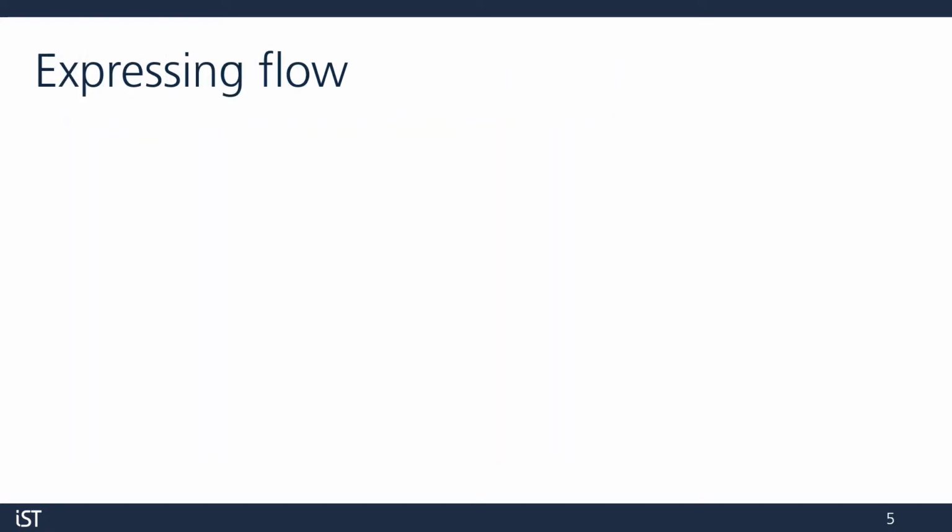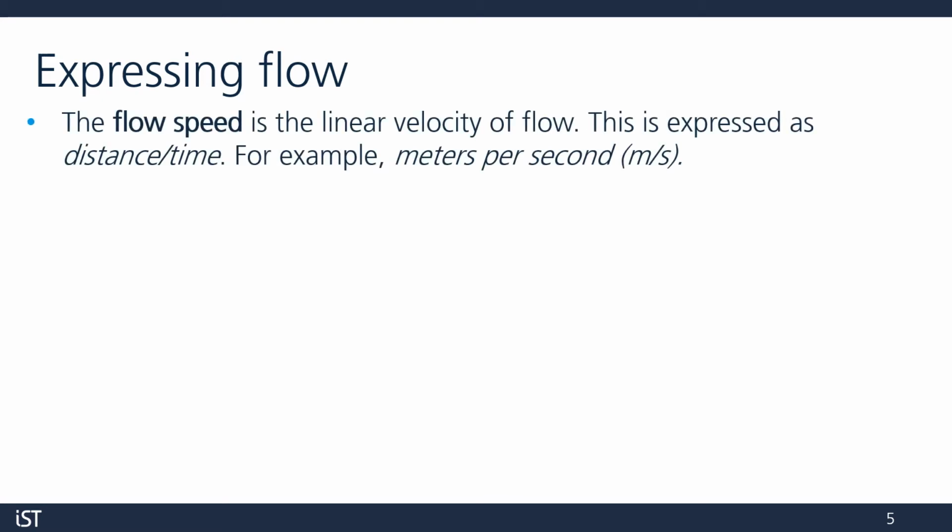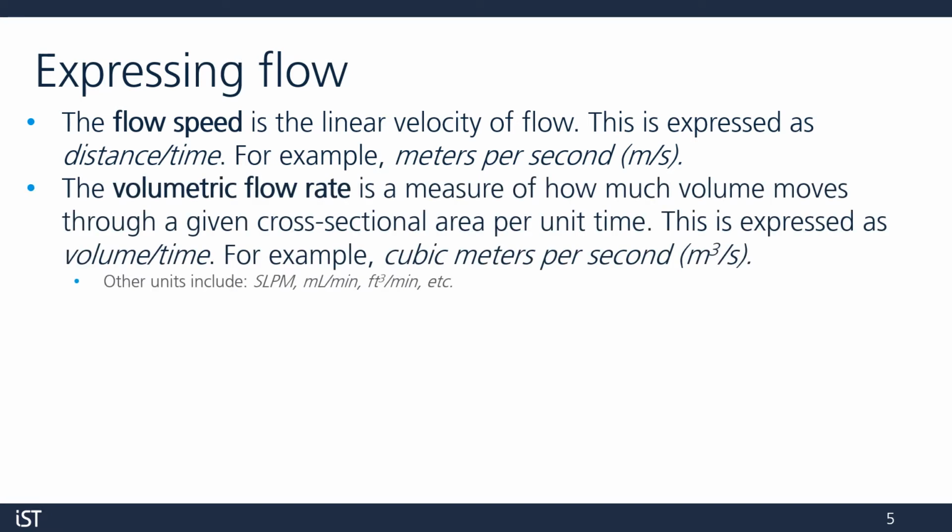How do we usually express flow? The flow speed is the linear velocity of the flow. This is expressed as a distance over time, for example, meters per second. Then we have the volumetric flow rate. This is the volume of our gas or liquid which moves through a given cross-sectional area per unit time. This is expressed as volume over time. For example, we might have cubic meters per second. A few others we commonly see are standard liters per minute, or SLPM, milliliters per minute, and cubic feet per minute.